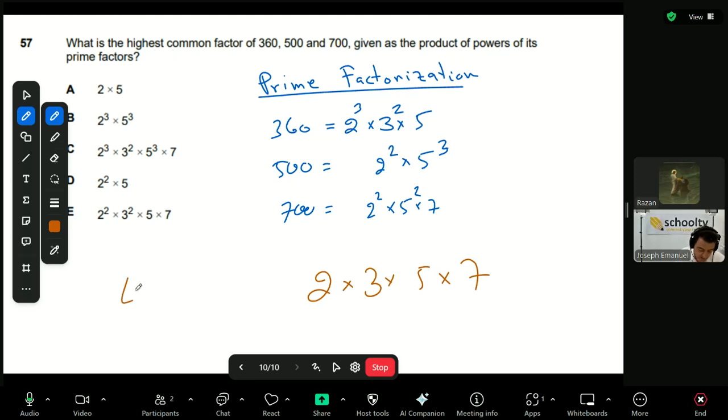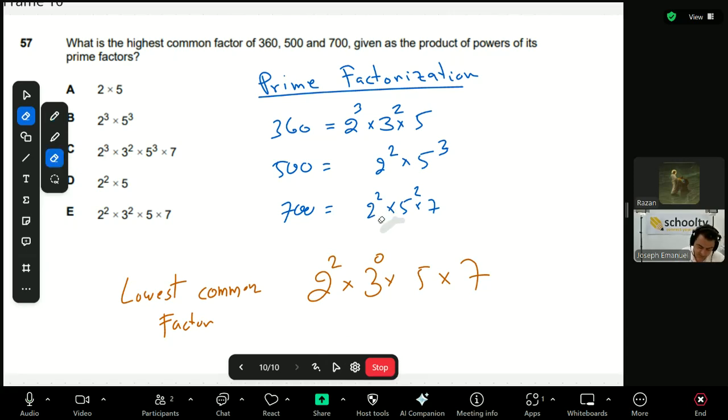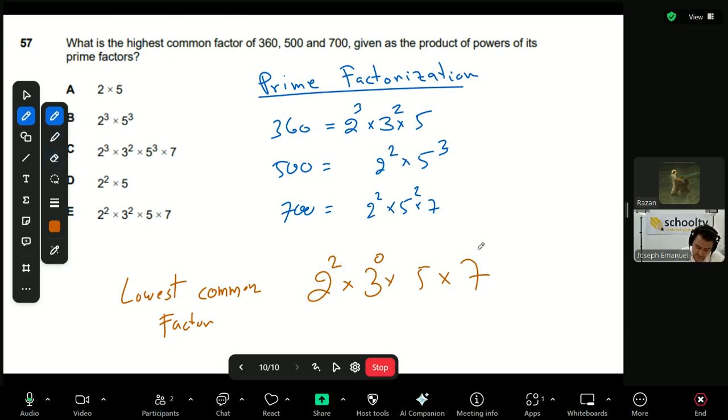What is the lowest common between the three? So you take the lowest power for each. For 2, the lowest is 2 squared. For 3, you have power 0 because it doesn't appear in all of them. Same for 7. And 5 always appears with power 1. So you have 2 squared times 5, which is 20. Yeah, it's D.